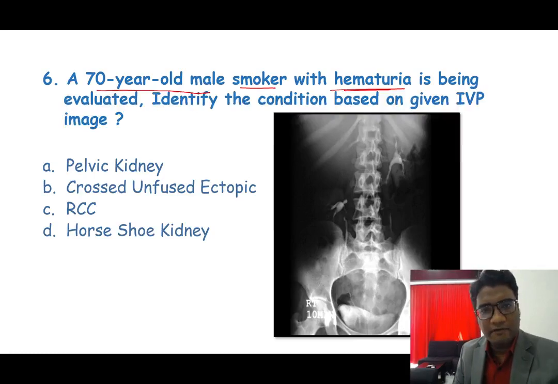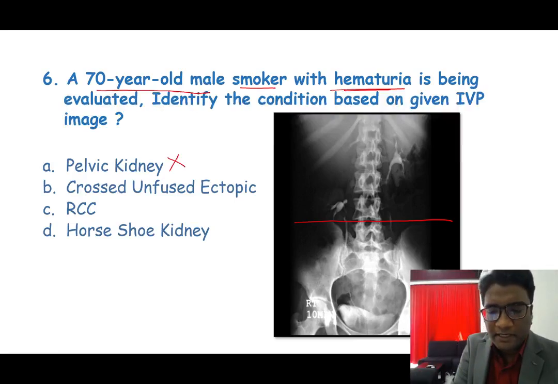So look at the intravenous pyelography image. What do you think this image is showing you? Is it a pelvic kidney, crossed unfused ectopic, RCC, or a horseshoe kidney? So look at the IVP image. Look at the pelvic calcial system. Is it above the pelvic brim or below the pelvic brim? It is above the pelvic brim. So this is not a pelvic kidney.